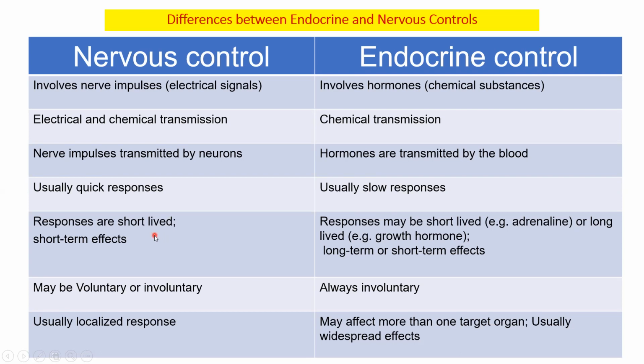Usually the response by nervous control is short-lived, a short-term effect, while endocrine responses, in the case of adrenaline, are short-lived, but in the case of growth hormone, estrogen, progesterone and TSH, they are long-term effects. Nervous control can be voluntary and involuntary, while endocrine hormonal release is always involuntary, that is not in your control. Nervous control is localized, while endocrine control is widespread, because blood transports the hormone and there are a large number of target organs in the body.